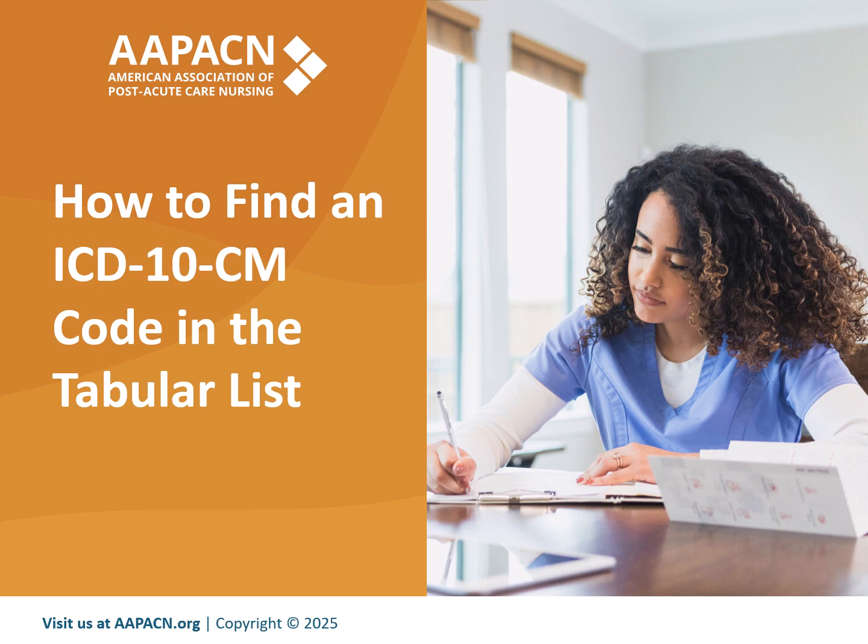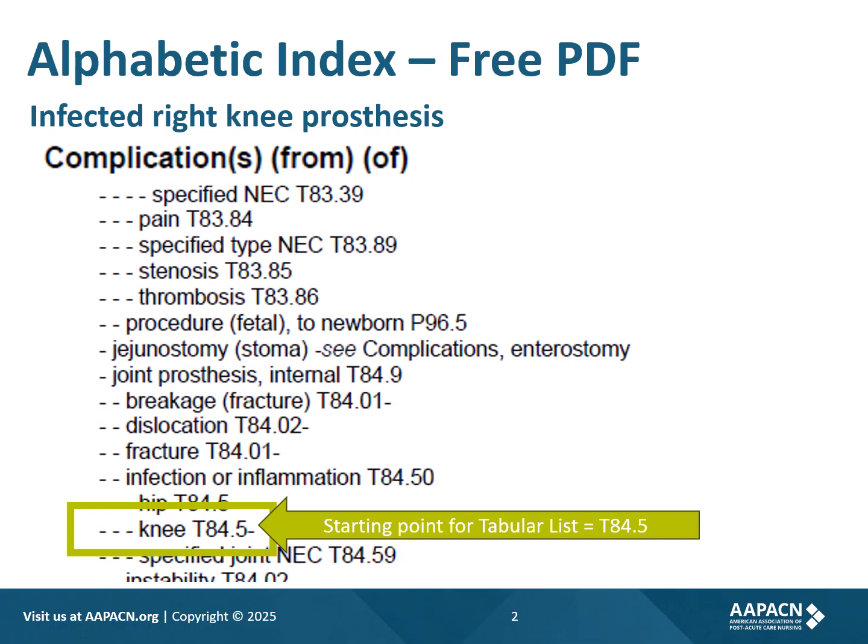Now let's take a look at how to find an ICD-10-CM code in the tabular list. So how do we find the code in the tabular list? Well, continuing on from our previous example of the infected right knee prosthesis, we went to the alphabetic index. Under complication, we found joint prosthesis underneath the first indent. Then we found infection or inflammation under the second indent, and then we found knee in the third indent.